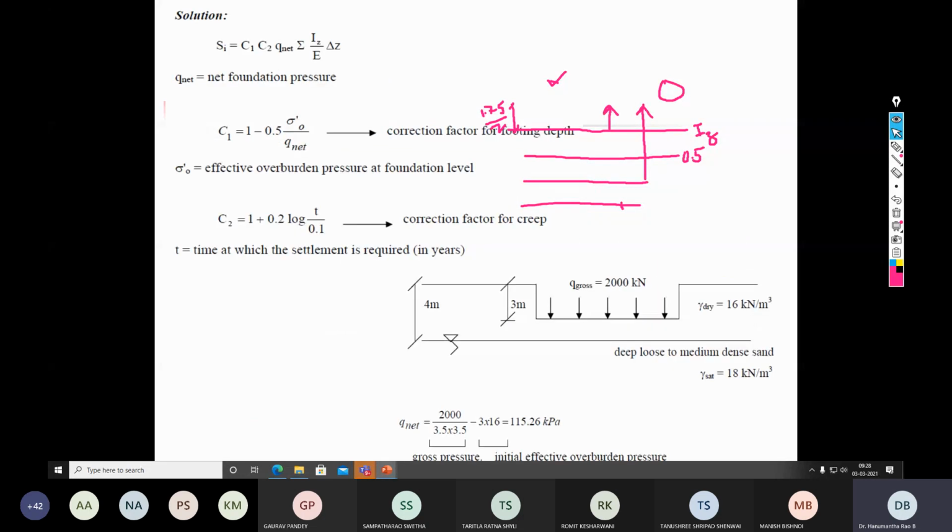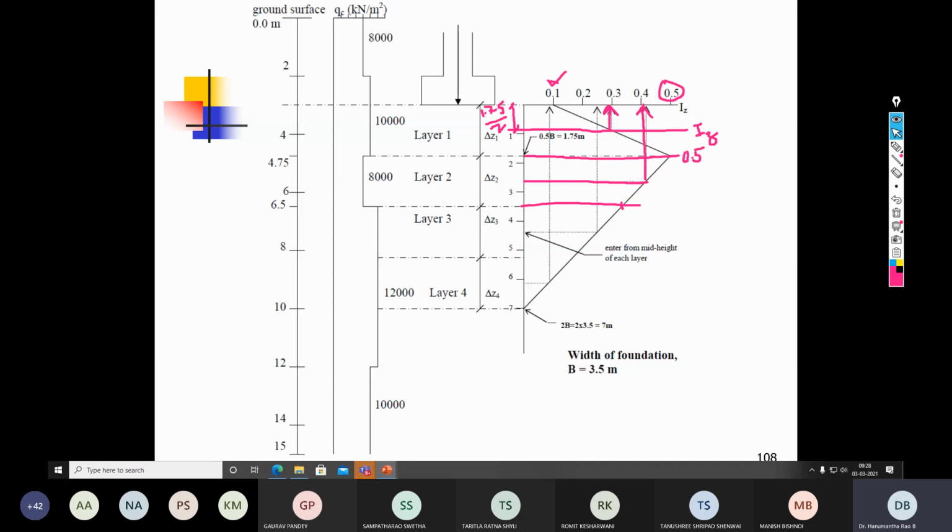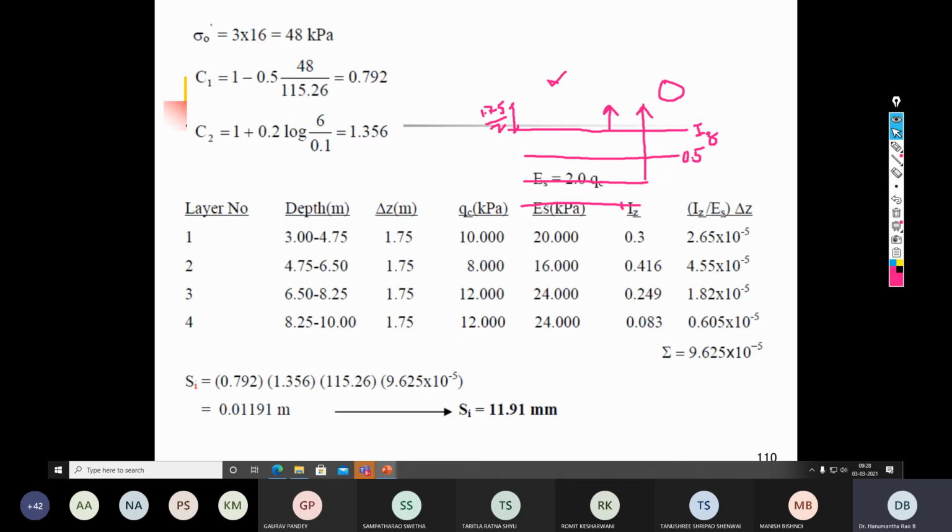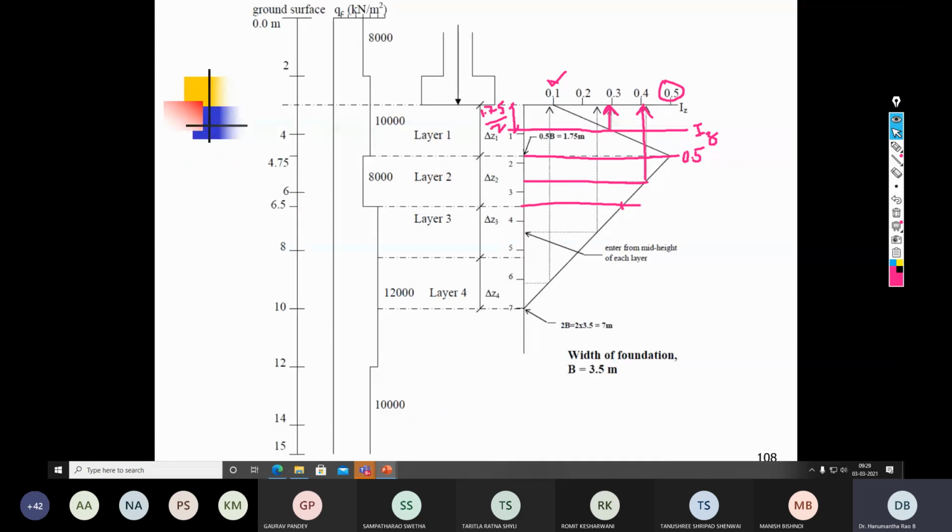In order to avoid any kind of mistake, one thing you should understand is that the maximum value of Iz is 0.5 only. So whatever values you get should be lesser than 0.5. So by the interpolation between 0.5 and the bottom of layer number 2, the Iz value of layer number 2 is 0.416.